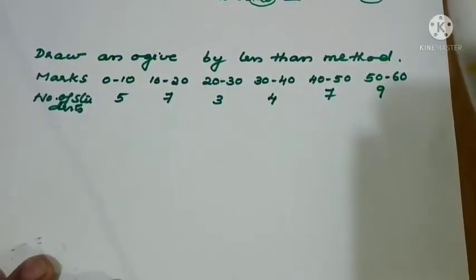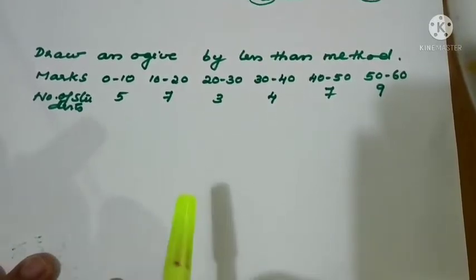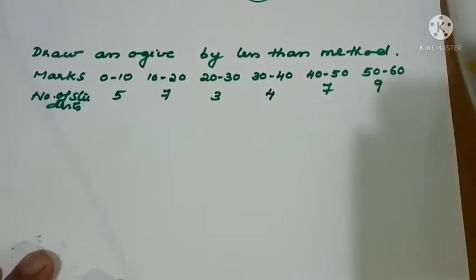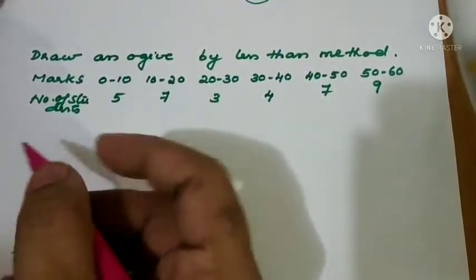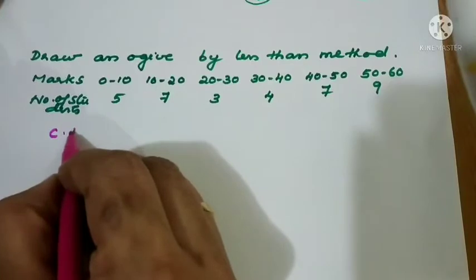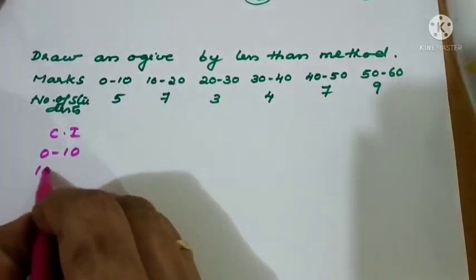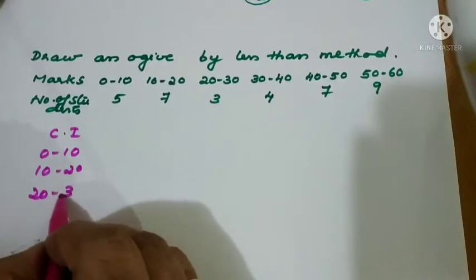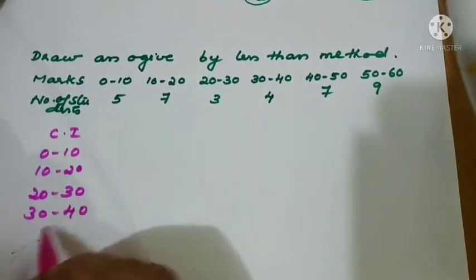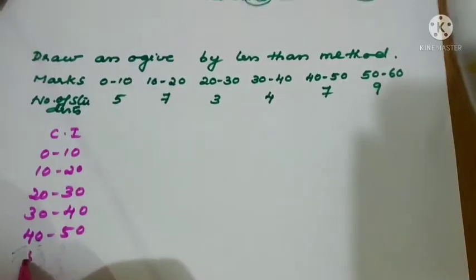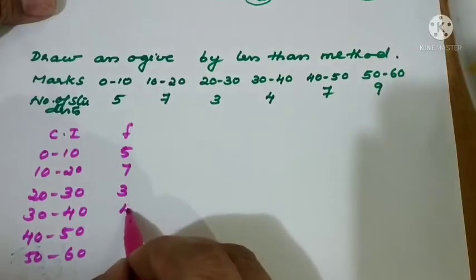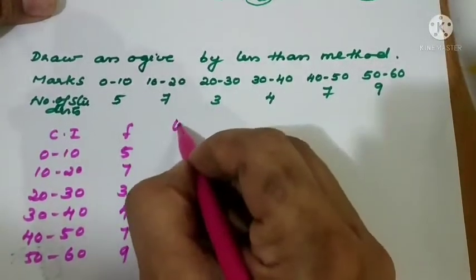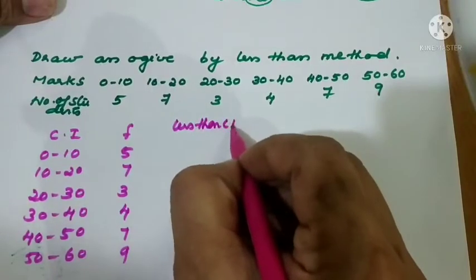Now we can understand how to draw a less than ogive. Draw an ogive by the less than method. Marks are given as 0 to 10, 10 to 20, 20 to 30, 30 to 40, 40 to 50, 50 to 60. The number of students is 5, 7, 3, 4, 7, 9. So this is our class interval: 0 to 10, 10 to 20, 20 to 30, 30 to 40, 40 to 50, 50 to 60. Now the frequencies are 5, 7, 3, 4, 7, 9. Now we should do less than only. So I will write the less than CI.